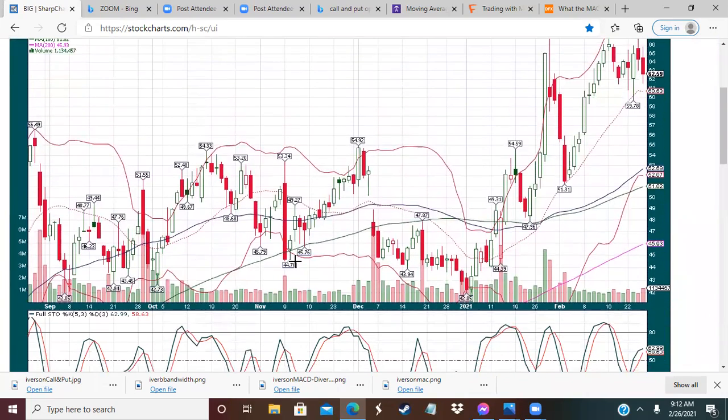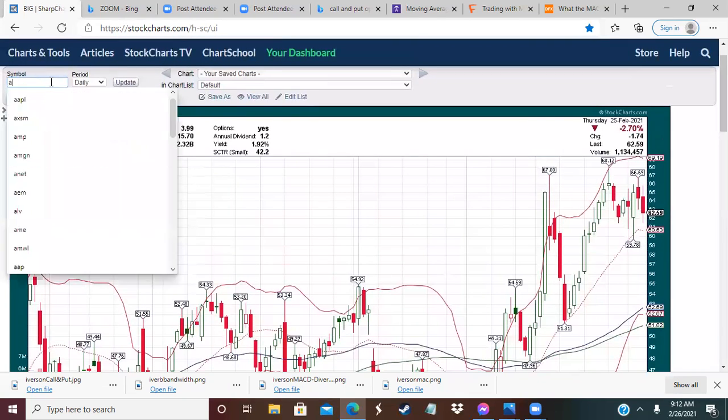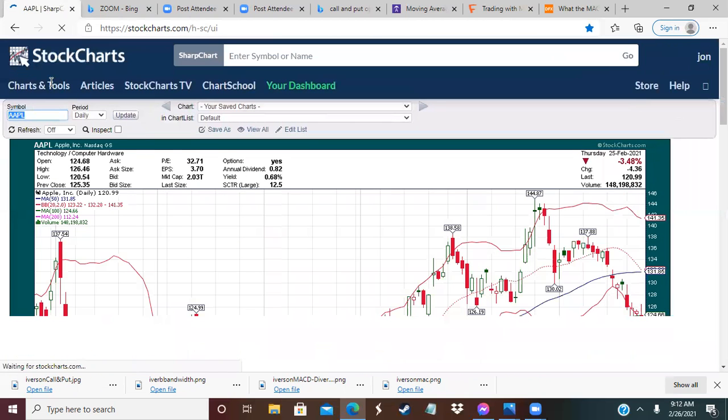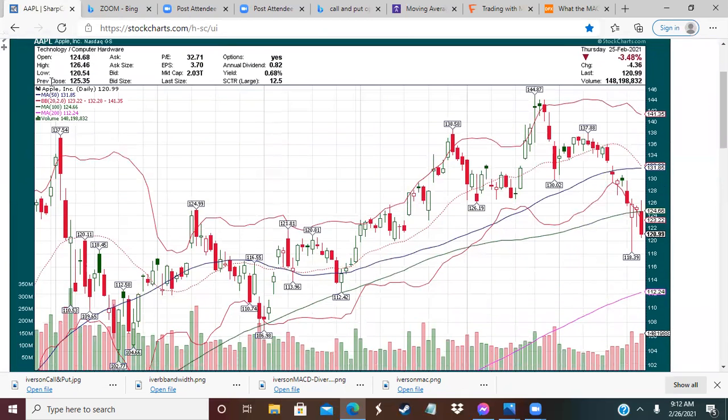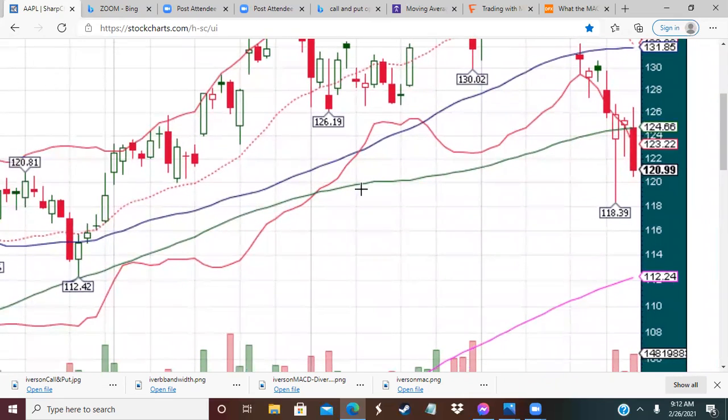Okay, so I want it a little clearer than that. I want you to get it better. Let's take a look at Apple. It's a little more clear on Apple. So this is what we look for. This is called a moving average fan.